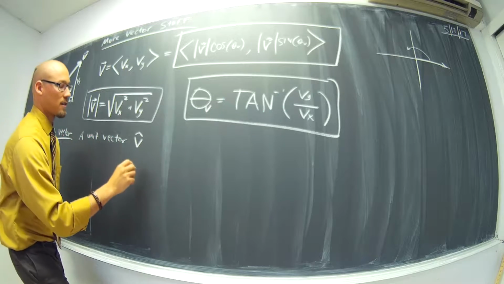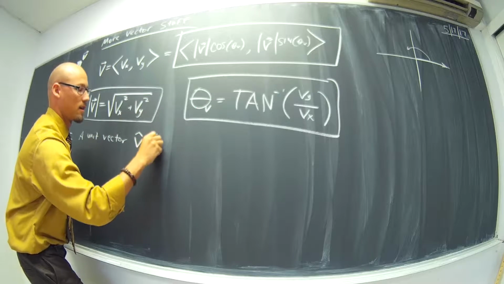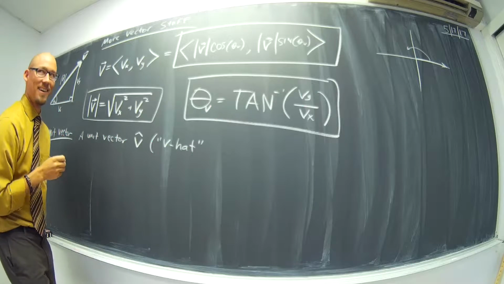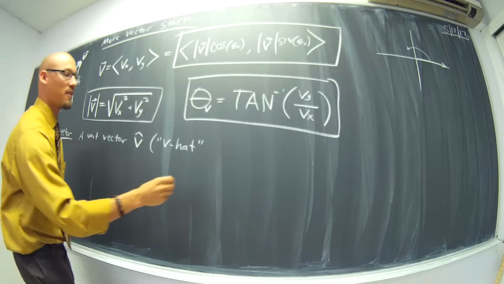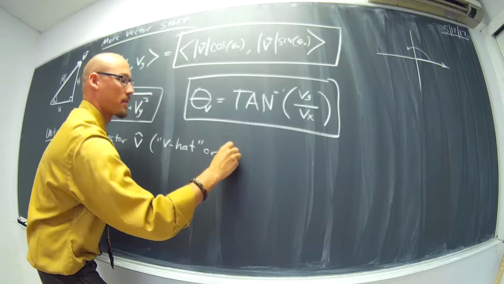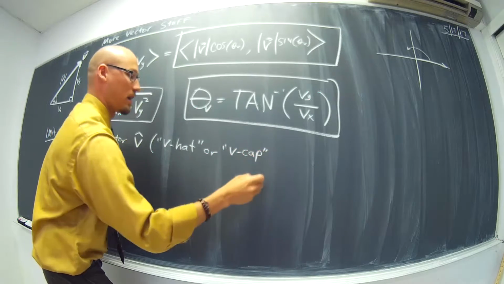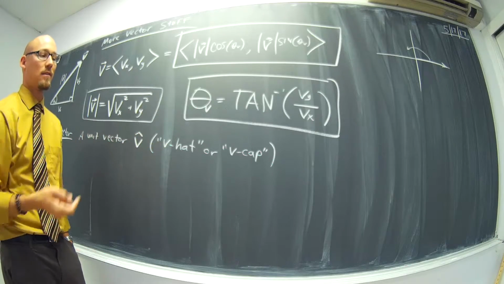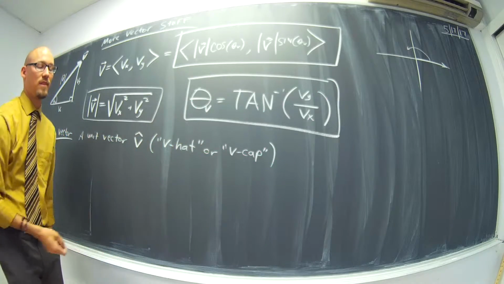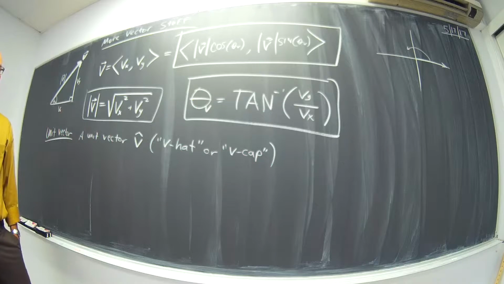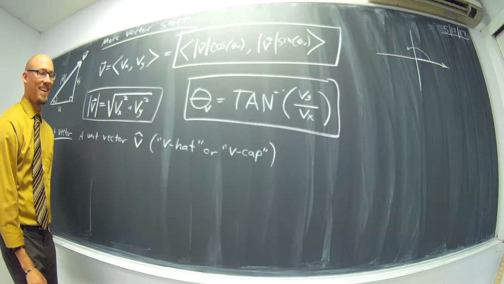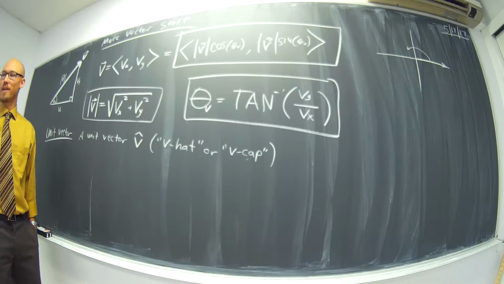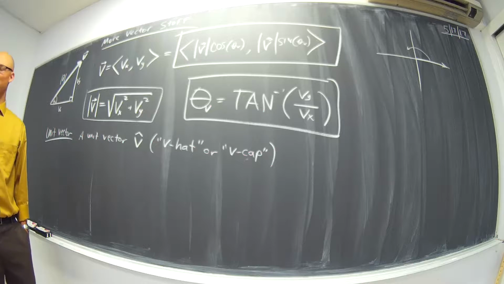So a unit vector is called v hat, or sometimes they call it v cap. But all my professors called it v hat, and I've only ever called it v hat. But it's v cap, same thing. This is probably like in Europe or something, where they wear caps and eat biscuits, whatever.